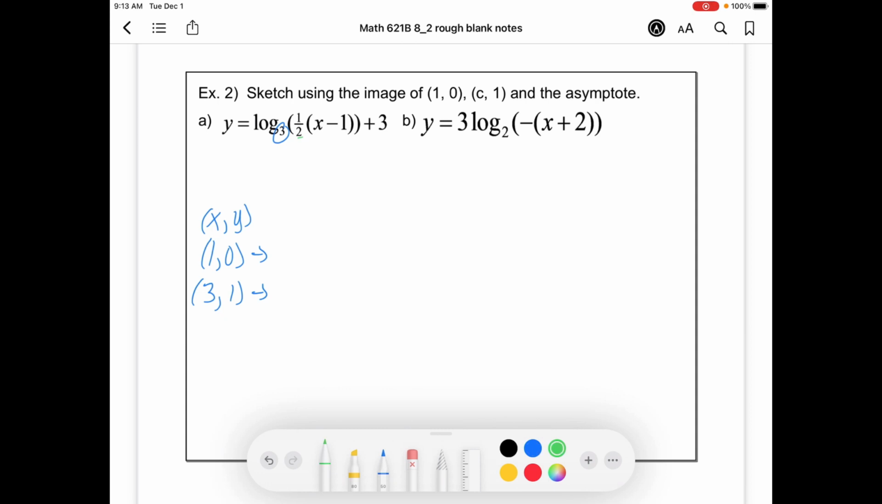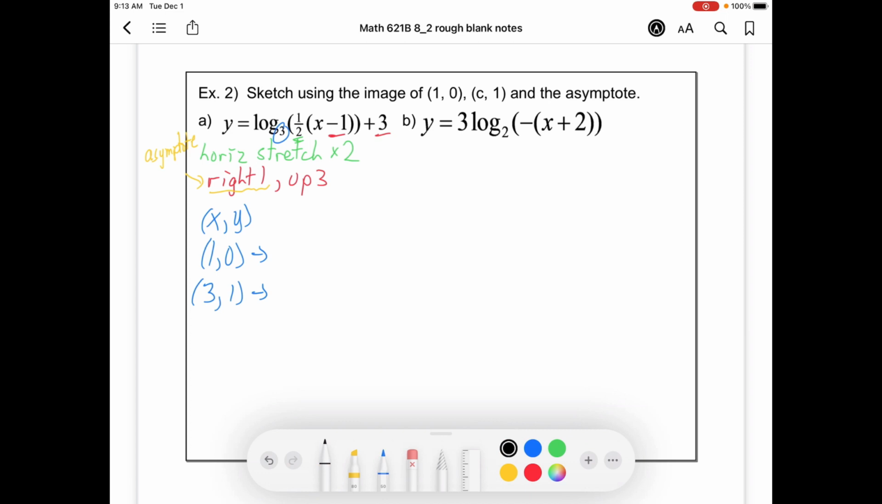So right here, we have this half. That is horizontal stretch by a factor of 2. And our other key features here are moving right 1 and up 3. Right 1, up 3. Now, the most important of these is the right 1. It is telling us what's happening with our asymptote.